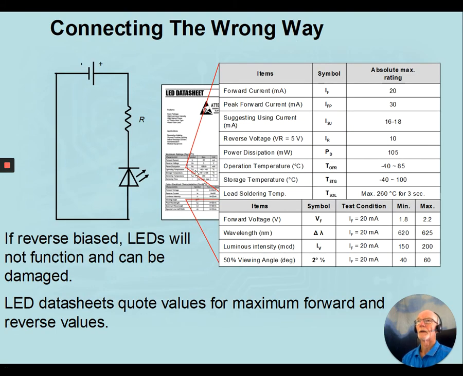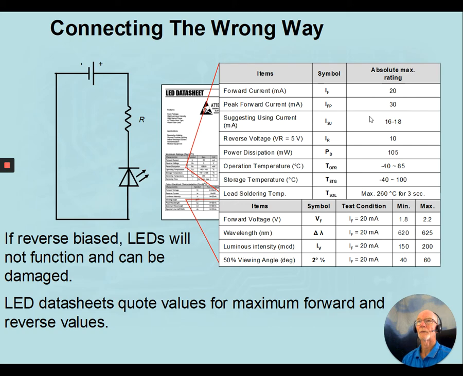The data sheets for light-emitting diodes are all fairly similar. One thing we do have to be aware of is the reverse voltage, and light-emitting diodes don't like a high reverse voltage. Typically they can only handle around 5 volts of reverse voltage before they are destroyed. So we have to be very careful that they're not put in a circuit where they're going to be subjected to a high reverse voltage.